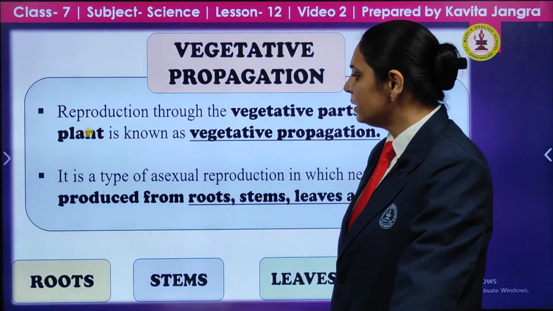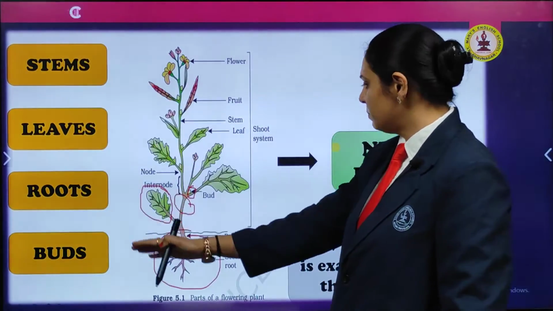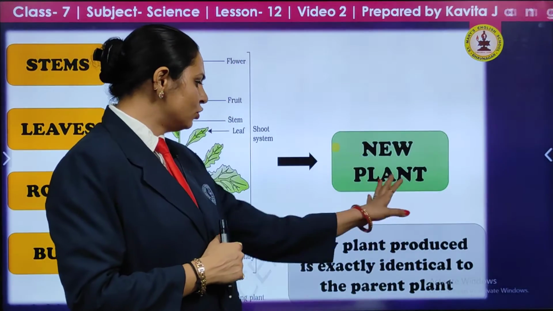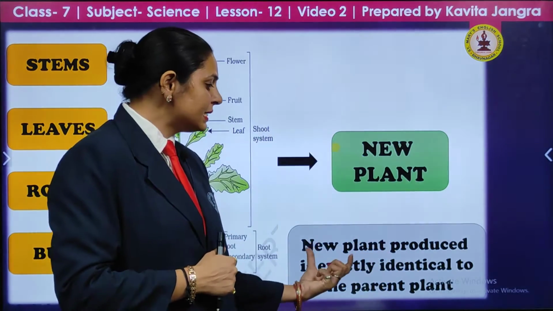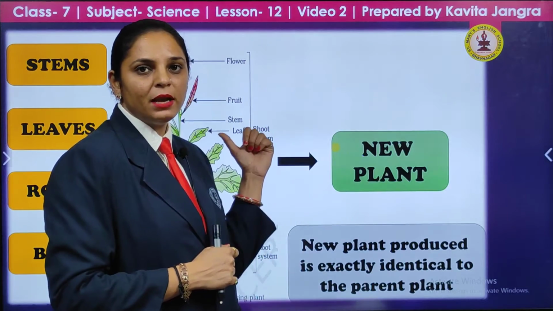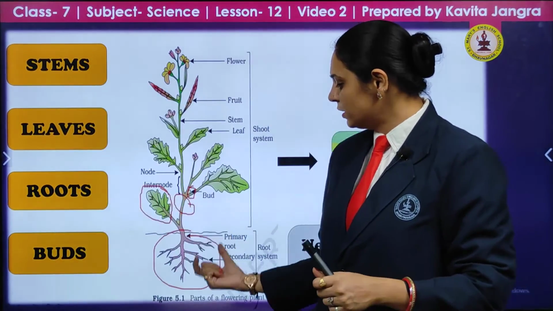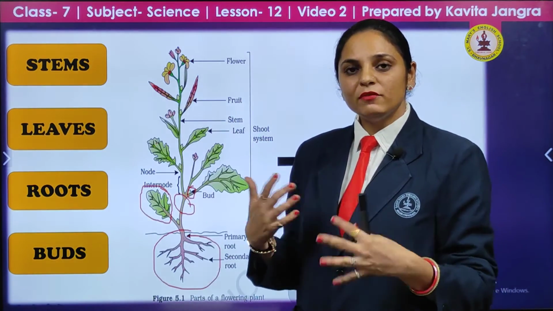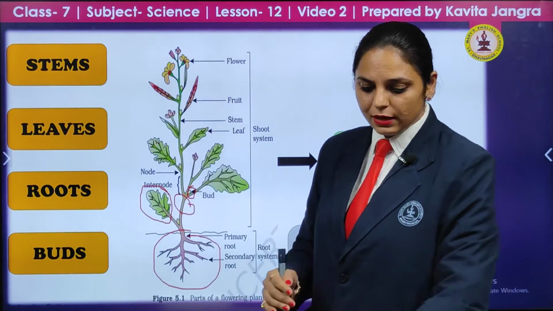Now how can we do it? Let us talk about it. These are the different parts of the plant, and when we take these different parts, a new plant is formed, and this new plant is exactly identical to the parent plant. This is the parent plant. If we take any of its parts, either a leaf part, the root part, the buds or the stem, then the new plant which is formed will be exactly a copy of the parent plant.